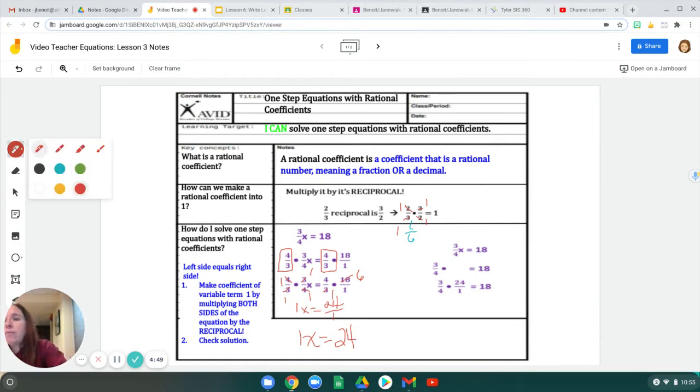All right, now, of course, we're still going to do our check. So that's what's happening over here. We're going to substitute in what we got for our x. So 3/4 times x should equal 18. So what we're saying is if we multiply 3/4 by 24, we should get 18. Well, we're going to substitute that in. So that's a step here.